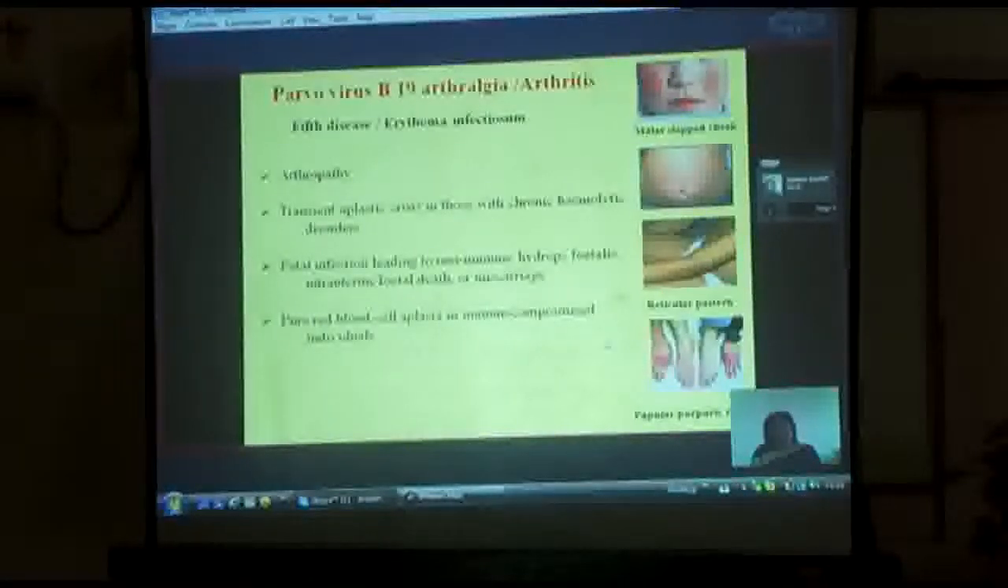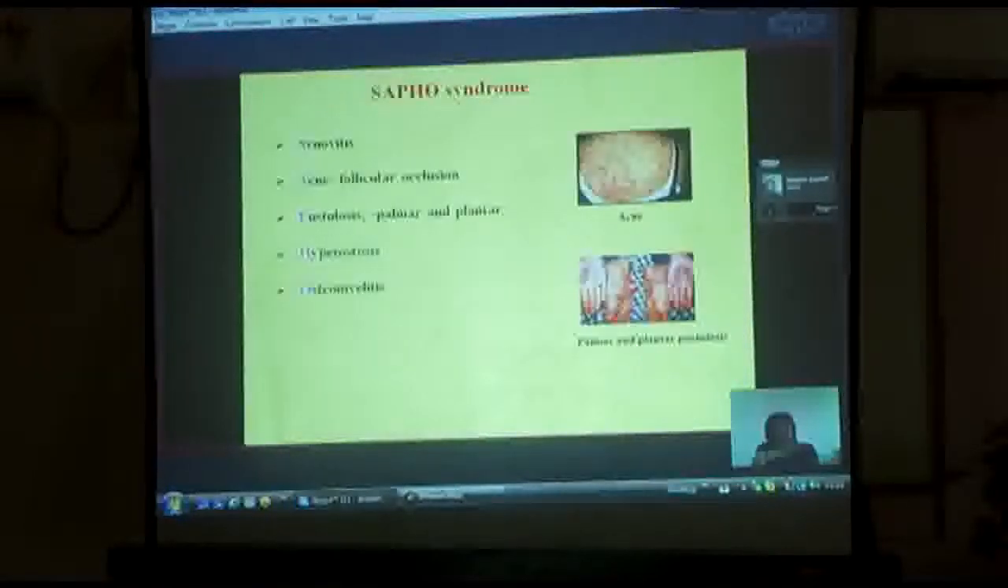The other major complications seen here are transient aplastic crisis, fetal loss if pregnant women contract the virus during pregnancy, and pure red cell aplasia, also seen in immunocompromised individuals.